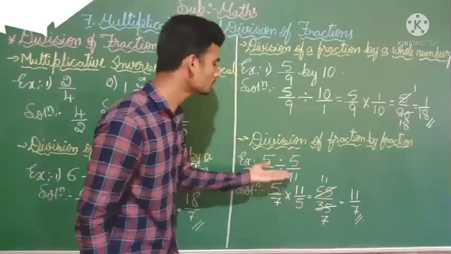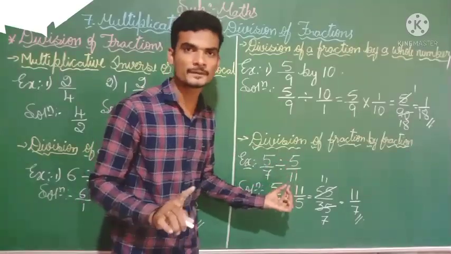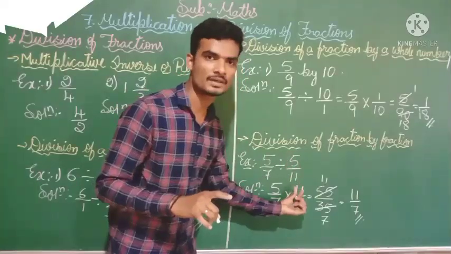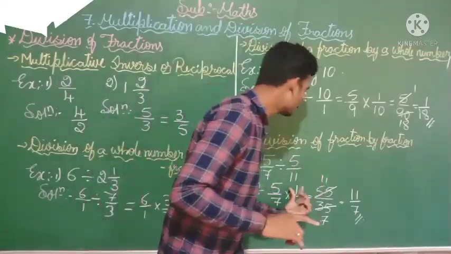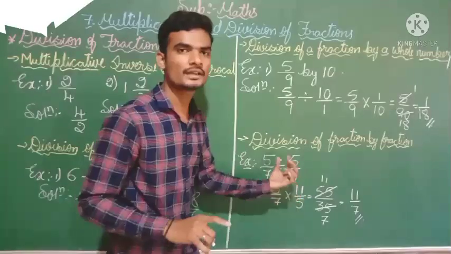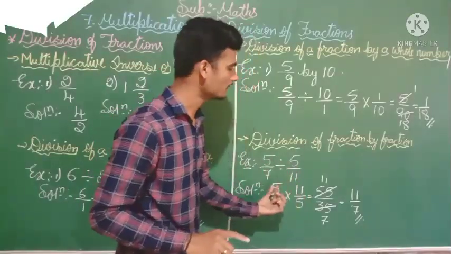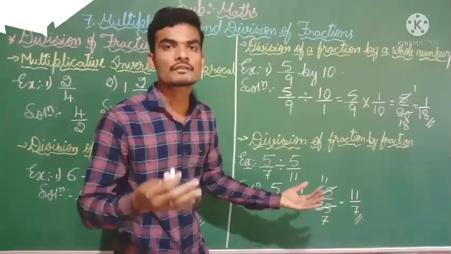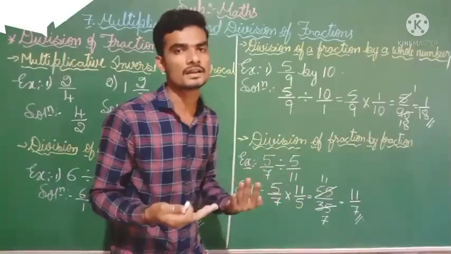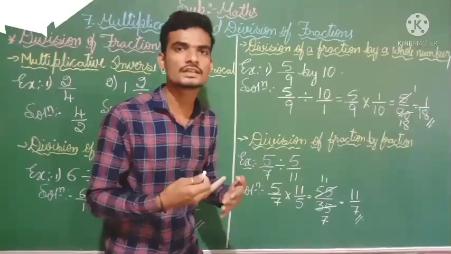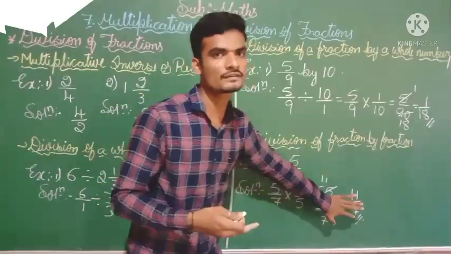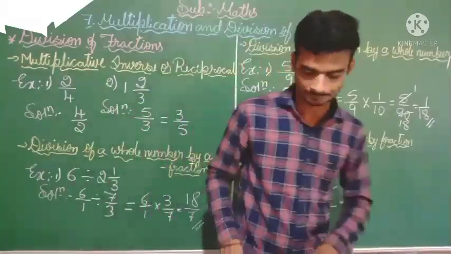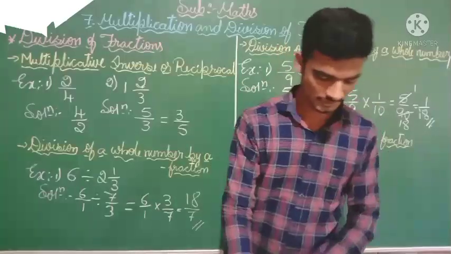Okay, first you want to change the symbol, this is step 1. Then we want to take the reciprocal of the second fractional number. Then we want to multiply the numerator with the numerator and the denominator with the denominator. Then check whether the fraction we get can be reduced to the lowest term or not. If it can be reduced, we reduce it, or else we stop there itself. Okay, this is all about division of fractions.